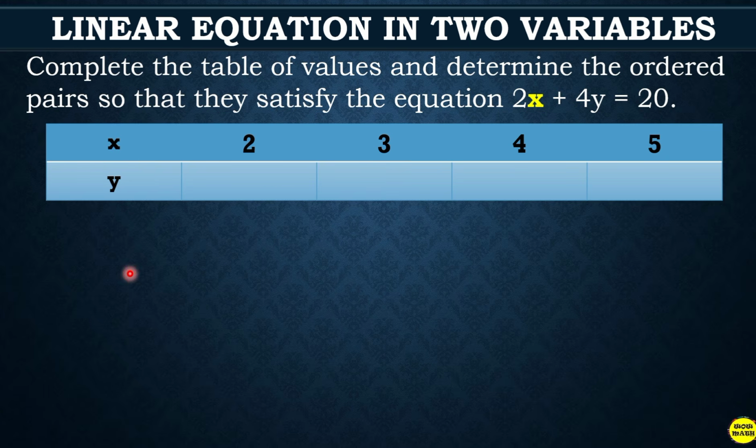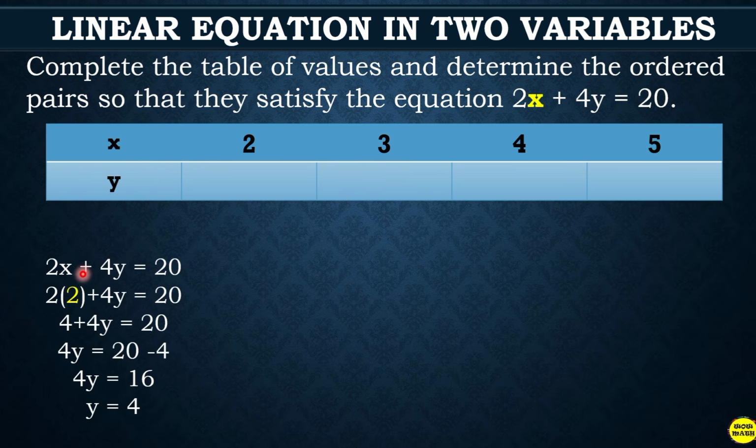So, let's substitute them one by one. I have here 2x plus 4y equals 20. This is our equation. For x, the first value we substitute is 2. So, 2 times 2 plus 4y equals 20. 2 times 2 is 4. Plus 4y equals 20. So, 4y, we can solve using APE.